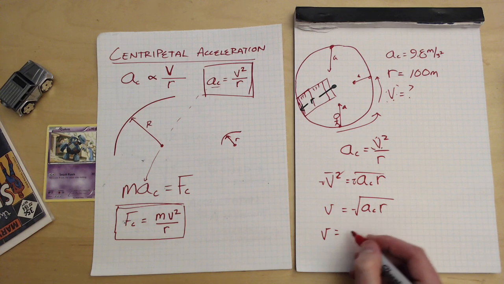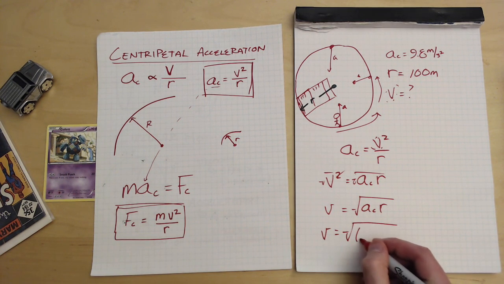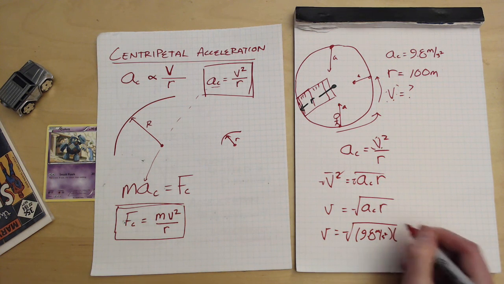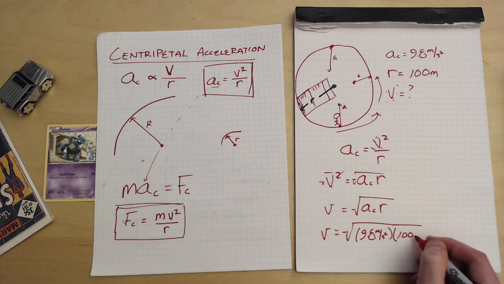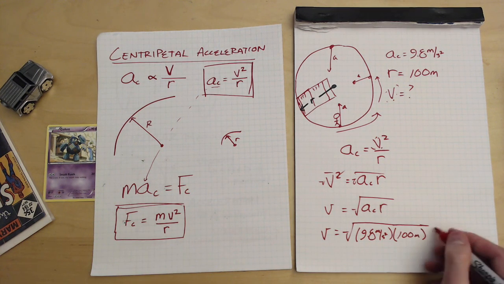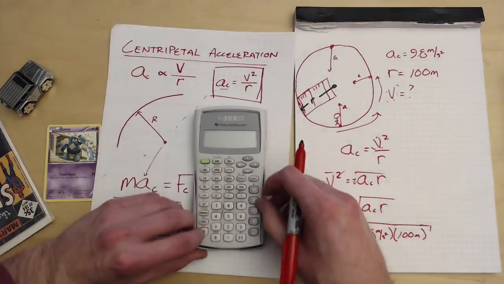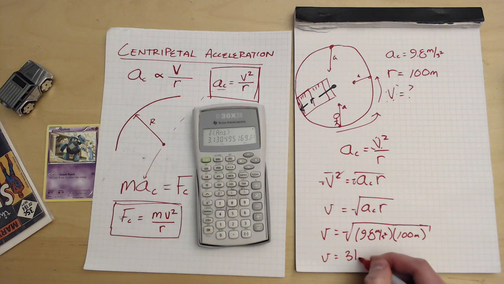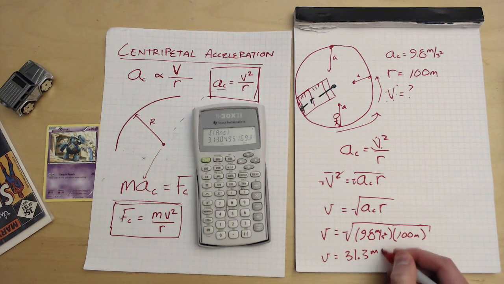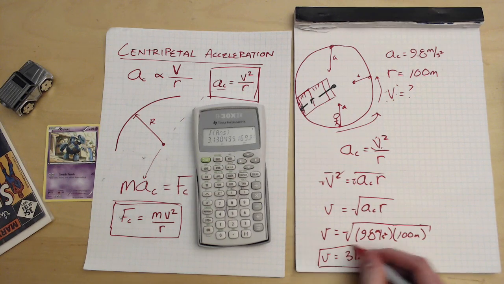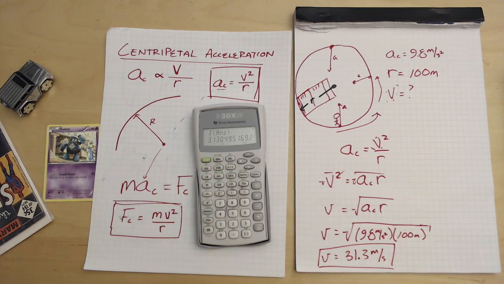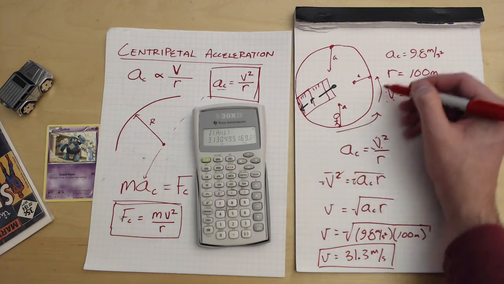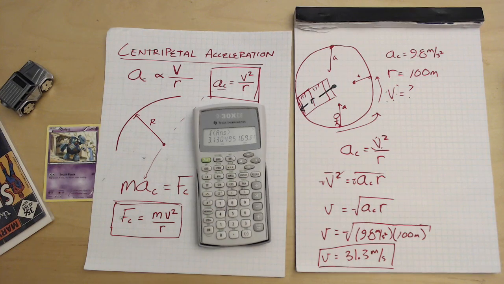We have velocity is the square root of 9.8 meters per second squared times our radius of 1 football field, or 100 meters. And if we plug this into our calculator, we are going to get an answer of 31.3 meters per second. So our spaceship needs to be spinning. So this little fella right here needs to be traveling at 31 meters per second.